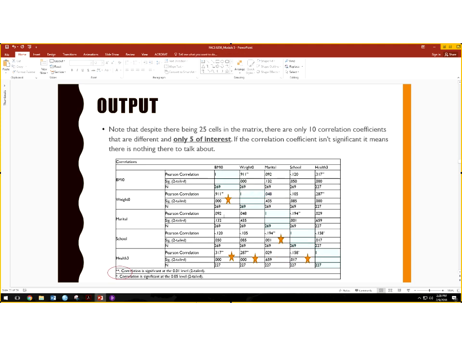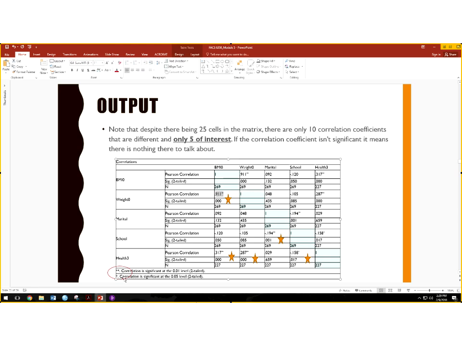And so in this one, there's 25 cells in this matrix, but only 10 of the correlation coefficients that I'm going to even look at, because we talked about this diagonal line. So if I'm going to look at 1, 2, 3, 4, 5, 6, 7, 8, 9, 10 boxes, well, there's really only 5 of interest because they're the ones that have significance. And so SPSS automatically flags with the asterisk the significance.